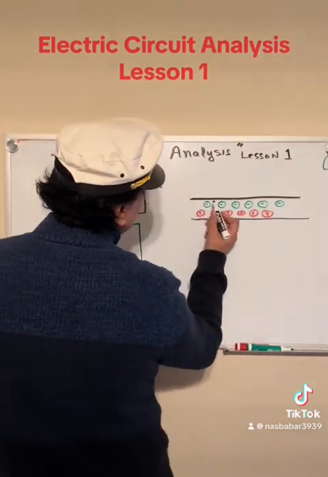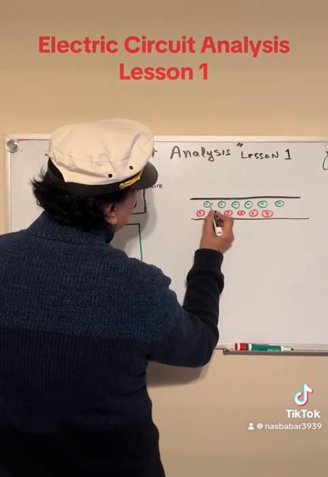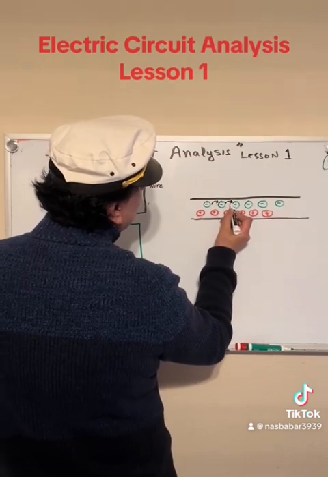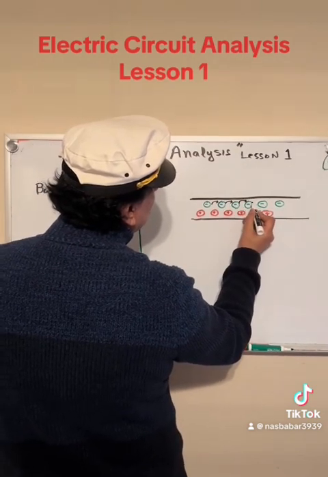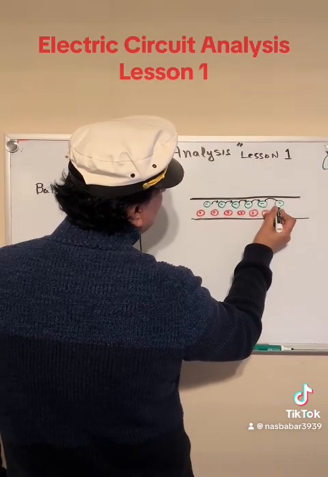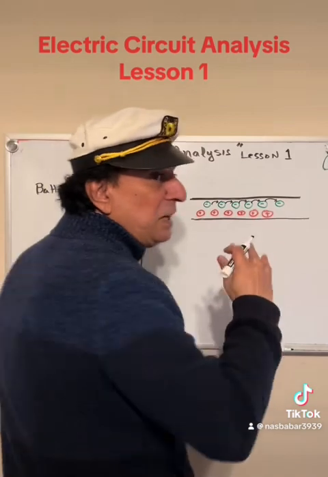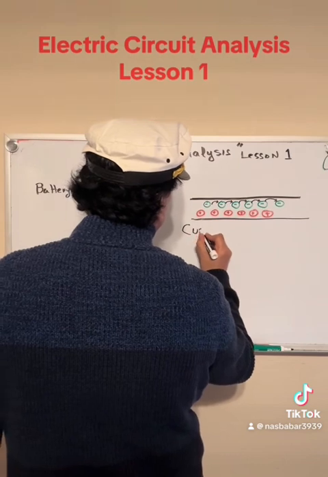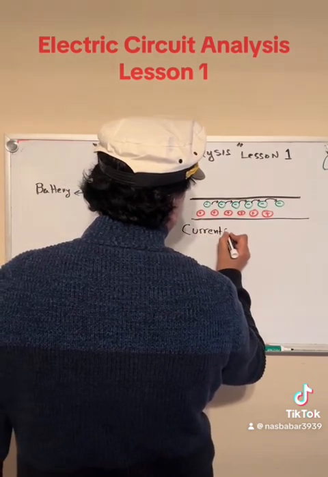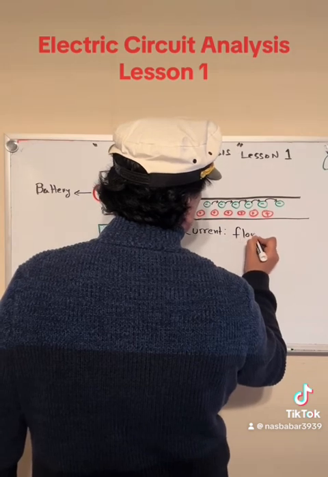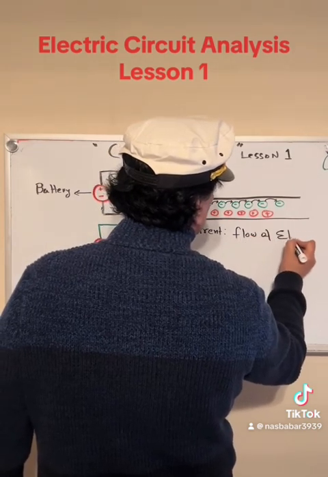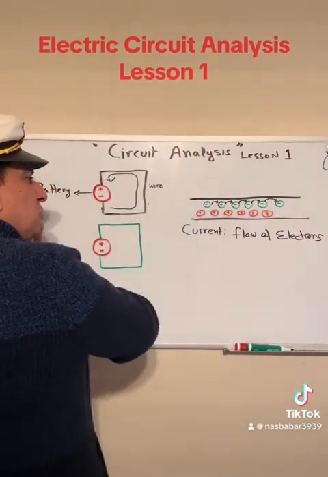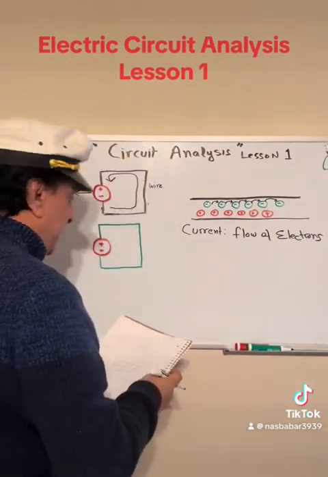So if you look in here, this negative charge right here is going to push right here, okay? Then this negative charge is going to push the next one, and the next, and the next. So that's flow of electrons, okay? So basically, if I have to define current, current is flow of electrons. That is the classic definition: a stream of electrons going in a certain direction.